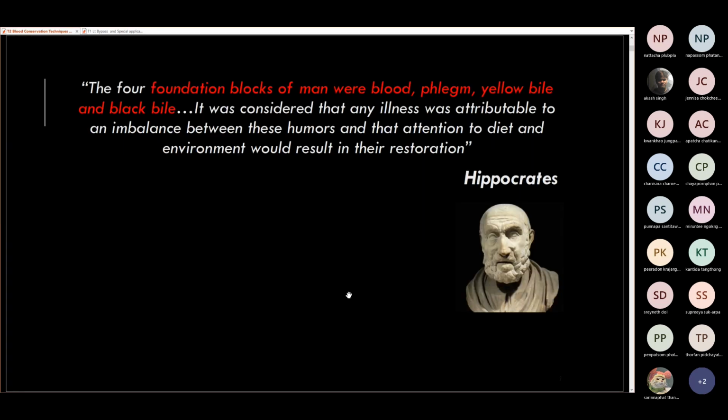Let's start from Hippocrates. He said that there are 4 components in our body. One of these is the blood. If we have an imbalance among all of these components, it can make us unwell. So we need to balance everything like this.